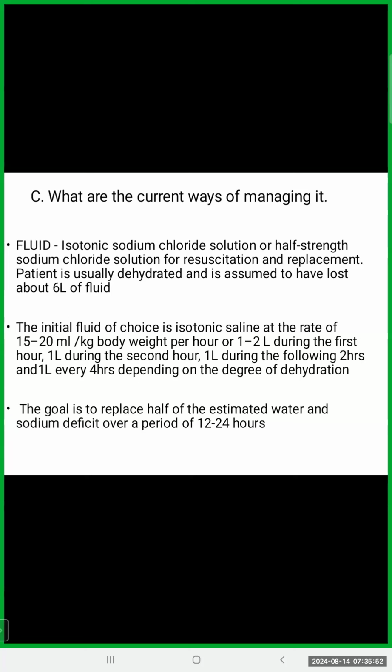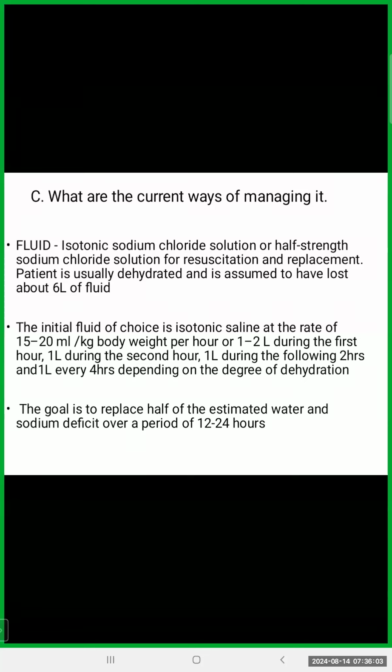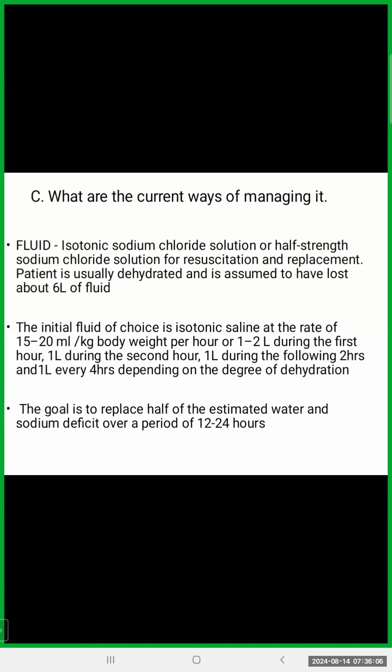We want to use crystalloids, isotonic fluid, to replace what the patient has lost, and it's assumed that they've lost up to 6 liters of fluid. Initially, we want to give 1 liter during the first hour, 1 liter over the second hour, and 1 liter over 2 hours. Then the patient's hydration status will guide the fluid administration. The goal is to replace at least half of what the patient has lost within a period of 12 to 24 hours.